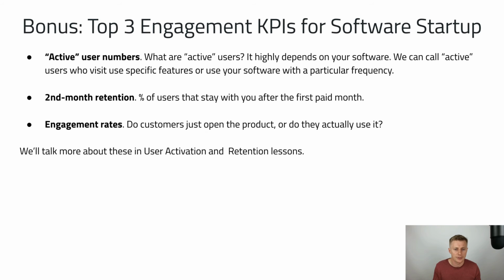Active users number. If you still cannot define who is active or not, then just start with users that pay you. Second one is second month retention. How many users stay with you after your first paid month? And the third type of metric is engagement rates. Do your customers just open your software or actually use it?